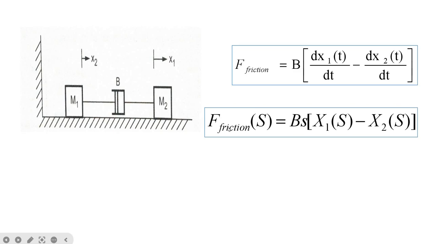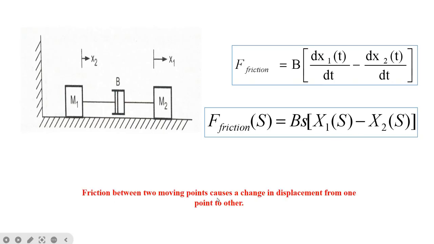And this in Laplace can be written as F friction is equal to B into s into X1 of s minus s into X2 of s. From these two terms we take s common and we get X1 of s minus X2 of s. So the friction between two moving points will cause a change in the displacement from one point to the other. Always remember, whenever the friction is between two moving points, it will cause a change in the displacement.